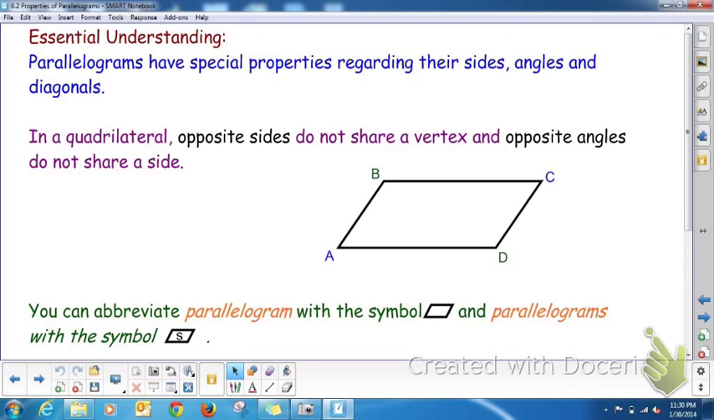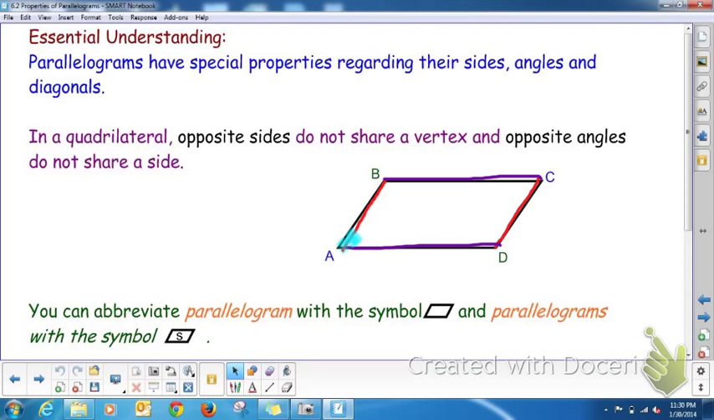In a quadrilateral, opposite sides do not share a vertex, and opposite angles do not share a side. In this parallelogram ABCD, side AB and side CD are opposite sides. They do not share a vertex. Sides BC and AD are opposite sides. They do not share a vertex.